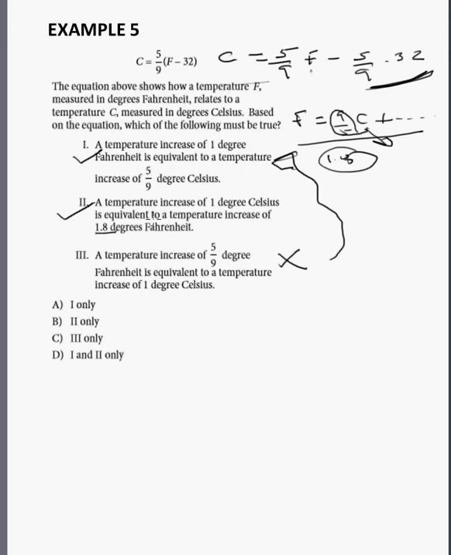So now let's go back to our questions. It's not I only, because II is also true. And of course, III is false. And therefore, the answer choice here will be this one.